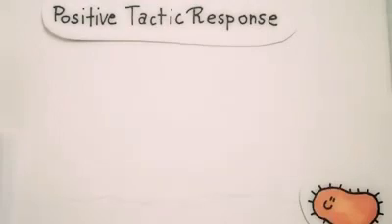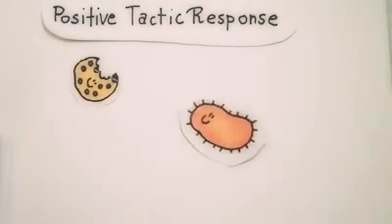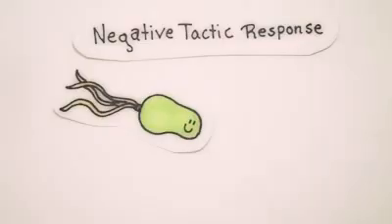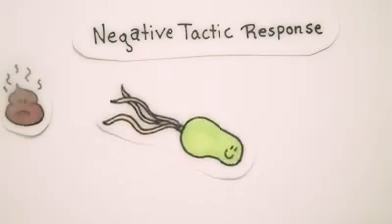Bacteria sense nutrients or stimuli and move towards them. This is called positive tactic response. In negative tactic response, bacteria move away from harmful substances, toxins, or waste products.